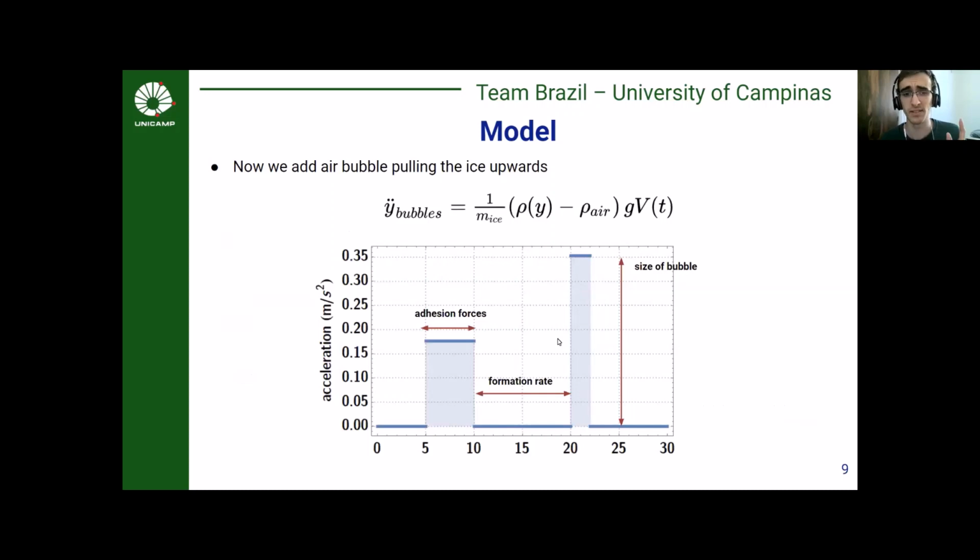Next, we have to account for the presence of bubbles. What we do is to add square pulses corresponding to higher buoyancy due to the fact that air bubbles are much less dense than the liquids. We can model this as shown here by the acceleration imprinted by the droplets on the ice cube as a function of time. Obviously the distribution of these in space will depend on the adhesion forces of the bubbles to the ice, the rate of formation, and the size of the bubbles. So here I'm always adding results to get to the final model.